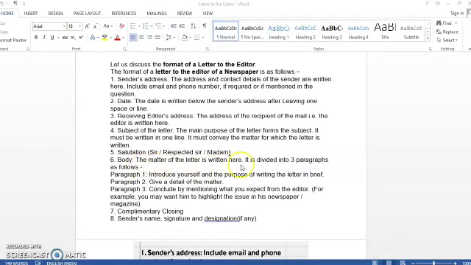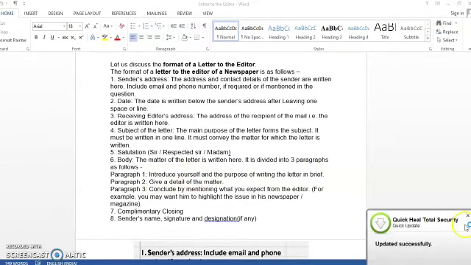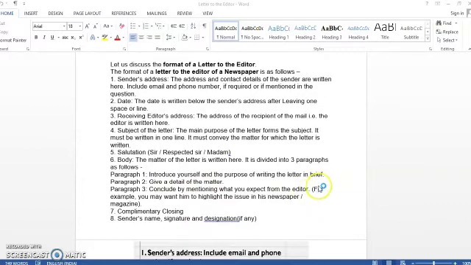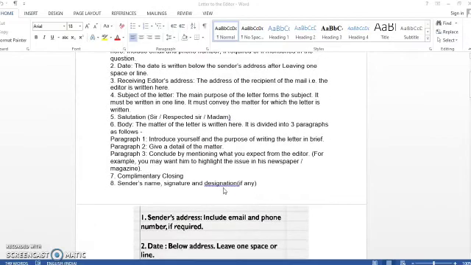Now, the matter of the letter is written here and you can divide it into 3 paragraphs. Take for instance paragraph 1. Here you are going to introduce yourself and the purpose of writing the letter in brief. Then the second paragraph, give the detail of the matter, means the issue that you want to focus. Then the third paragraph, conclude by mentioning what you expect from the editor. For example, you want him to highlight the issue in his newspaper or magazine.